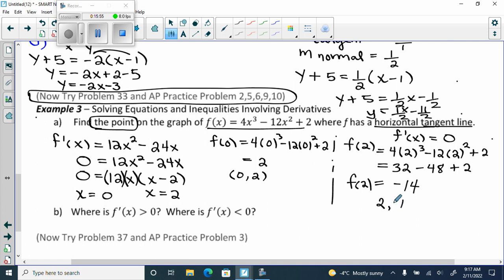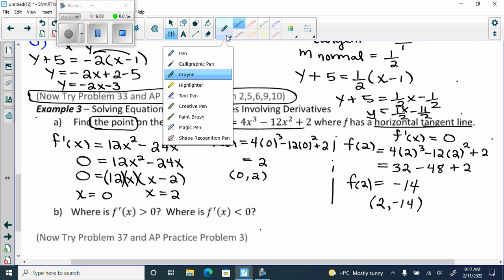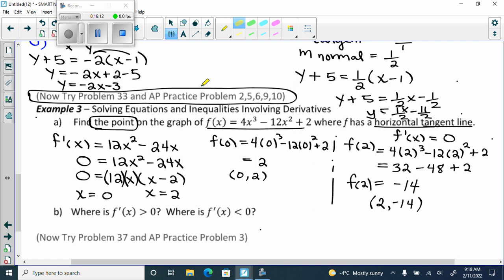Now, I want you to see what this actually is. So we just found out where the horizontal tangents would be, did we not? Horizontal tangents would be at 0, 2, and a horizontal tangent will be at 2 and negative 14. I want you to type this bad boy into your calculator. I don't want crayon. I want highlighter. Guess crayon is an option. I want you to type this into your calculator, please.